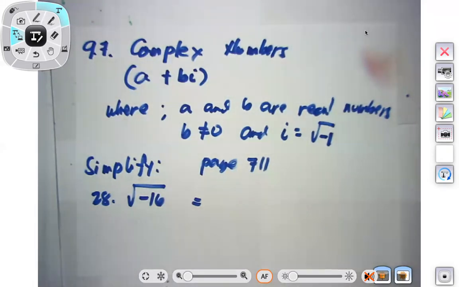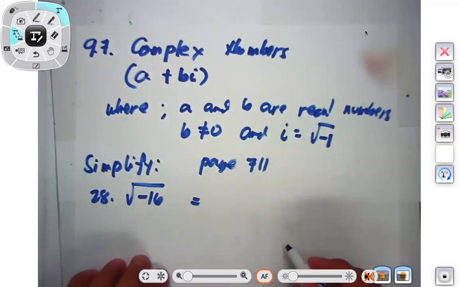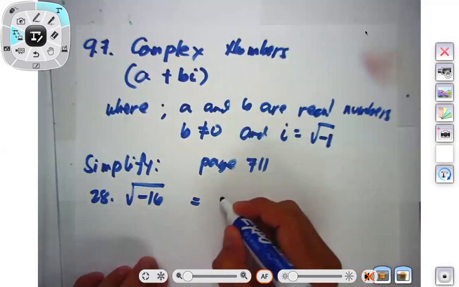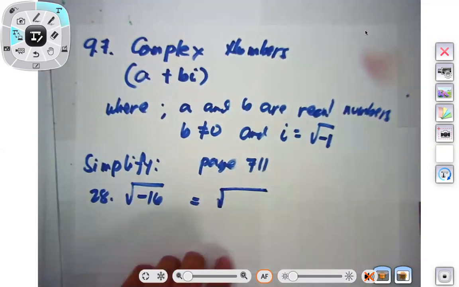So let's try to simplify this number, the square root of -16, using a plus bi. All right, and we have the square root of -16. Let's write this square root of -16 into a plus bi.